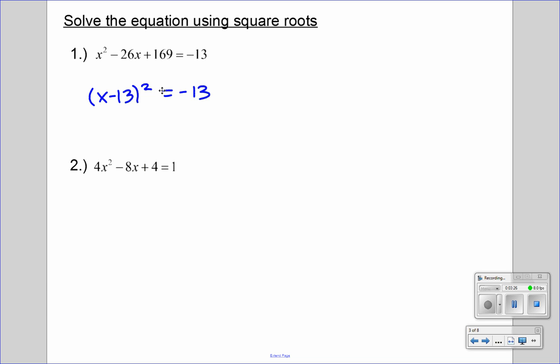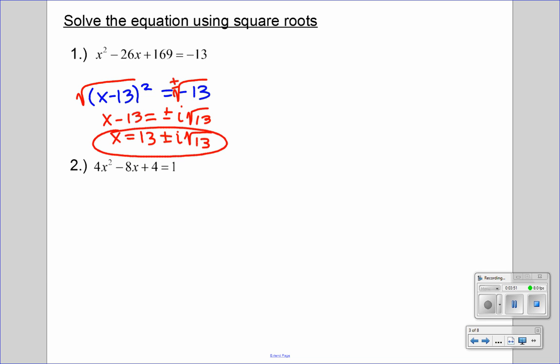We can square root both sides. We do have a negative underneath that radical, but that means we can pull out an i. So we have x minus 13 is equal to plus or minus i square roots of 13. So now we have x equals 13 plus or minus i square roots of 13. So we no longer have no solution. We can use imaginary numbers to solve this one.